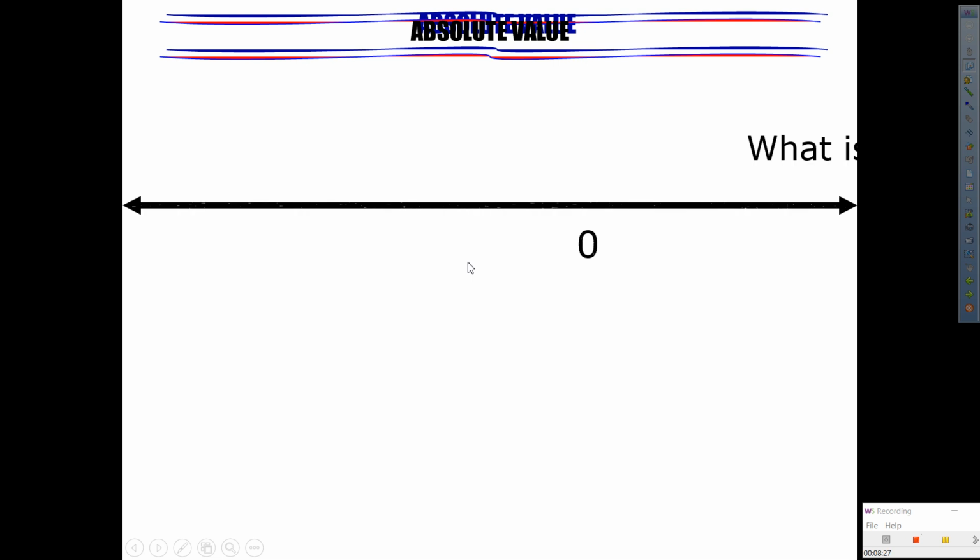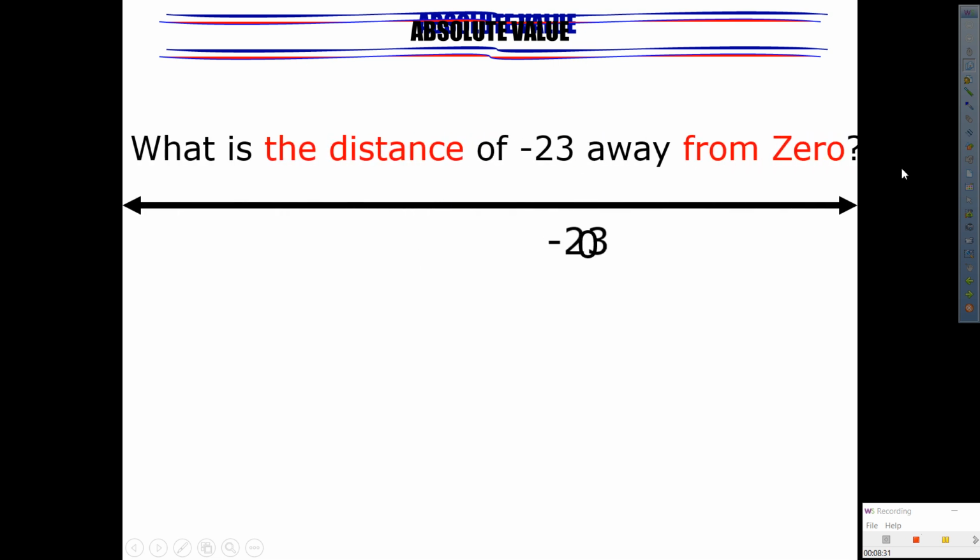Absolute value. Question. What is the distance of negative 23 away from 0? Notice how he made it take little steps. How many steps? Did we say negative 23? No, it's a positive value. So it doesn't matter which way I go, either one direction or the other, it's still a positive 23.